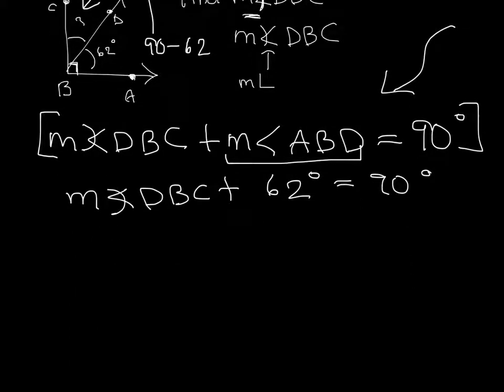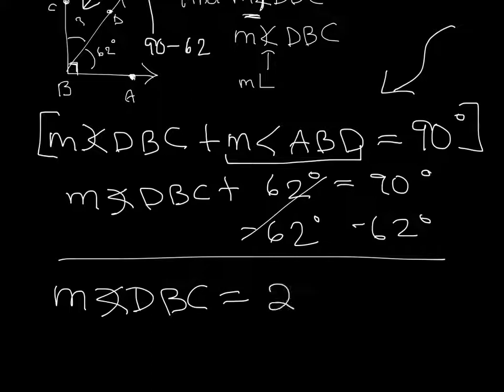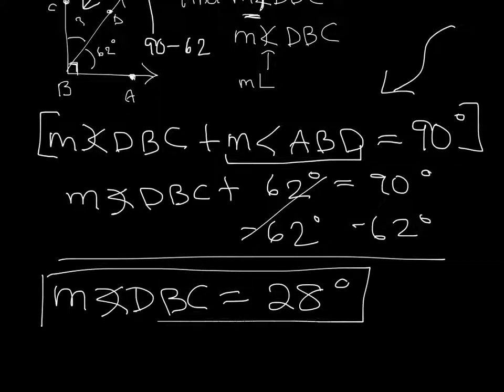And again, this is just a linear equation, so we're really subtracting 62 from both sides. So the measurement of angle DBC is equal to just 90 minus 62, or 28 degrees. So 28 degrees is a complement of 62 degrees. So that's example 2 in your book.